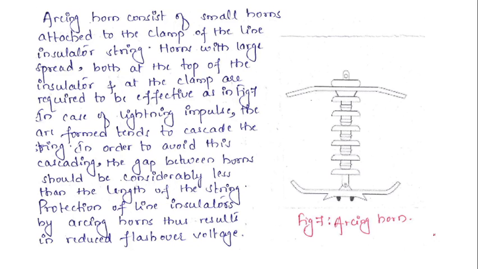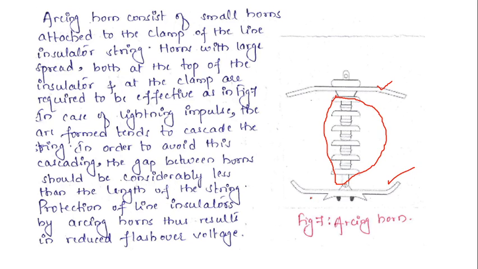So this is an insulator string that we have here. This is a complete insulator string, above and below which we will be using the arcing horns. These are called arcing horns. Horns with a large spread, both at the top of the insulator and at the clamp, are required to be effective. This is as shown in the figure. So these should be very much effective.